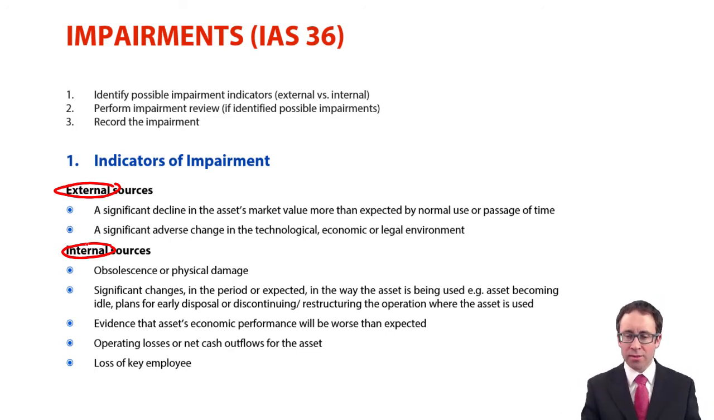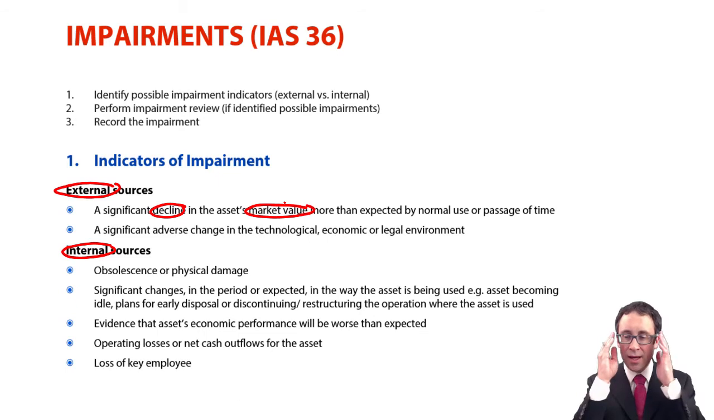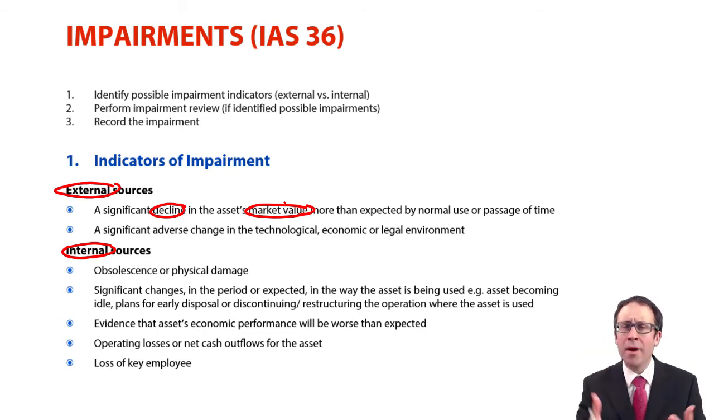So the first one in terms of your external is that there has been a decline in the market value. Maybe some property prices have fallen, which does happen, and therefore the value of your asset has gone down. So therefore we would do the impairment review in step 2.